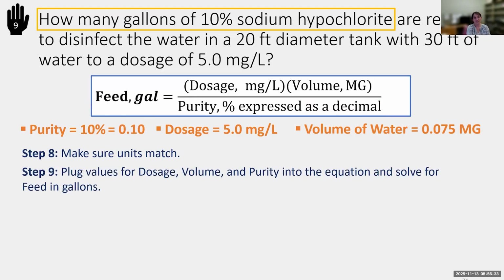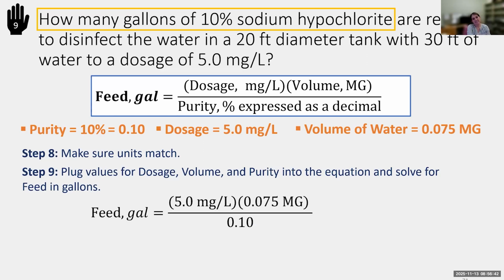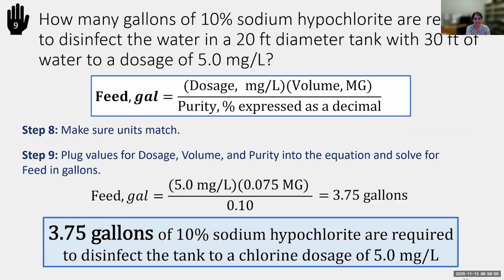We want to plug in our values for dosage, volume, and purity into the equation, and then solve for feed in gallons. So feed in gallons is equal to 5.0 milligrams per liter times 0.075 million gallons divided by 0.10. We get an answer of 3.75 gallons. So 3.75 gallons of 10% sodium hypochlorite are required to disinfect the tank to a chlorine dosage of 5.0 milligrams per liter. All right, so that was the last equation that I had for you.